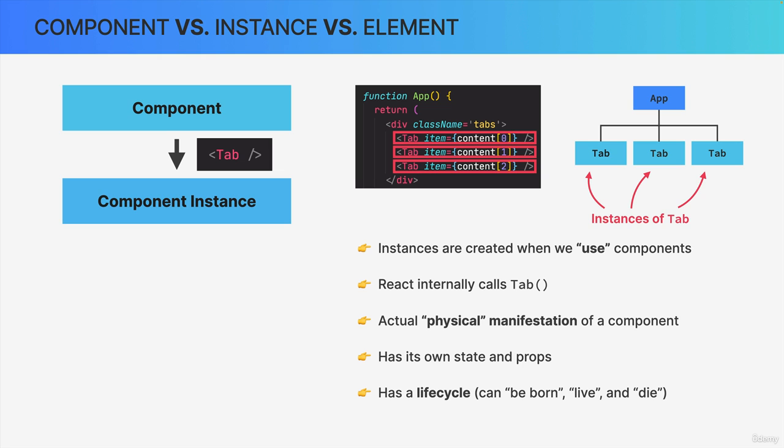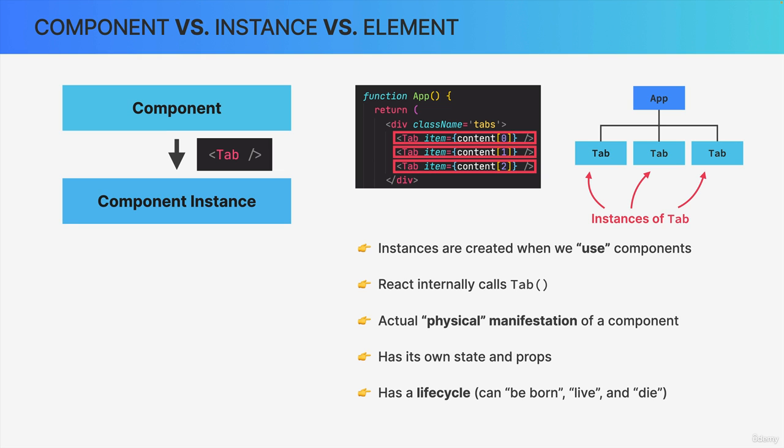Now, in practice, we many times just use the terms component and component instance interchangeably. For example, we just say component lifecycle and not component instance lifecycle. And we also say that a UI is made up of components, not of component instances, even though instances would technically be more accurate. Okay, so just keep that in mind in the future when you read documentation or some Stack Overflow post or something like that.